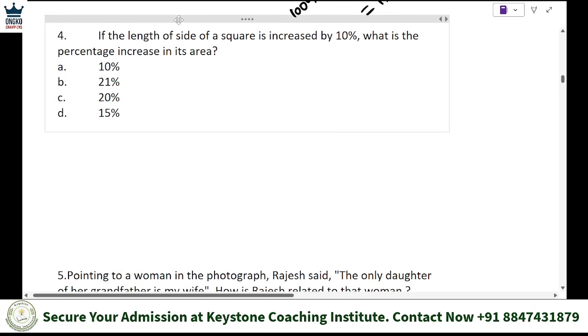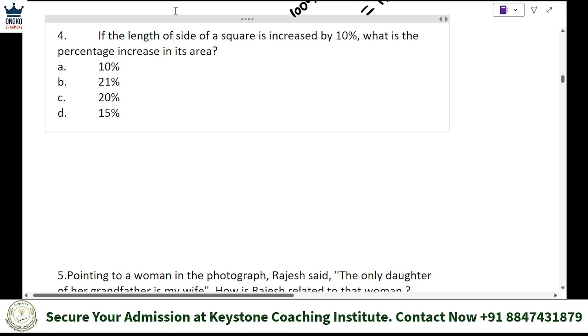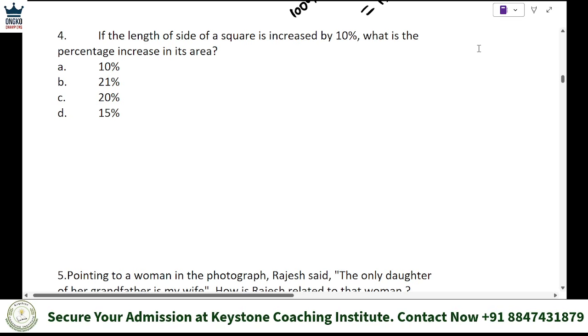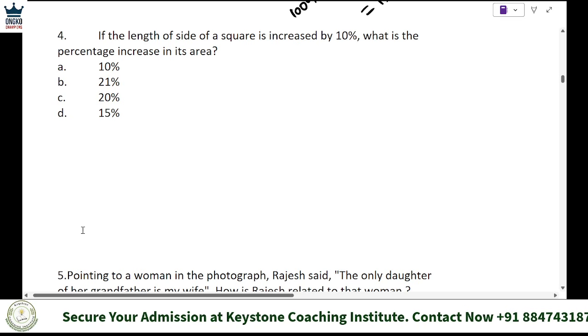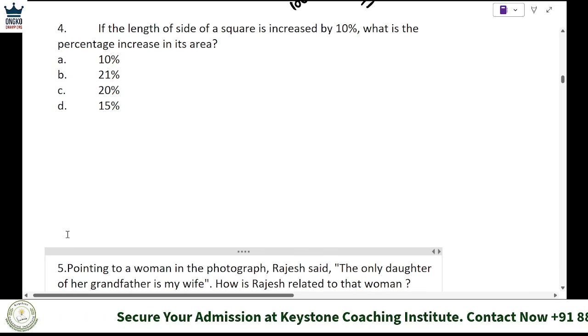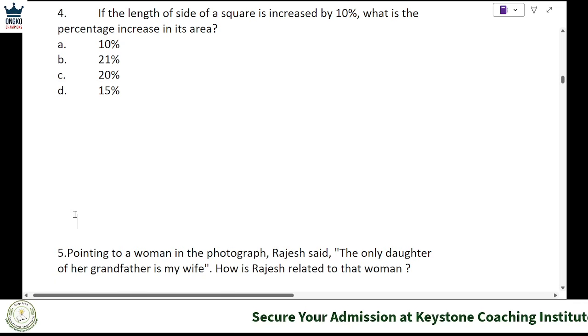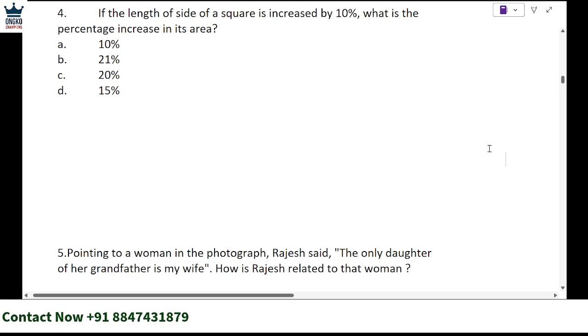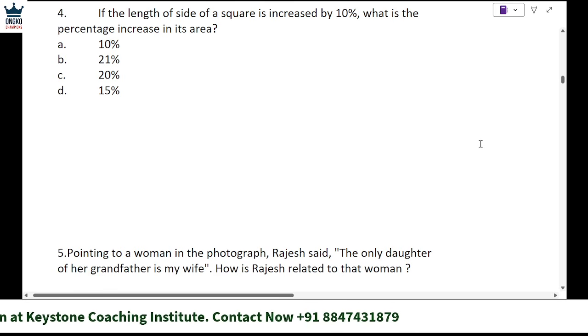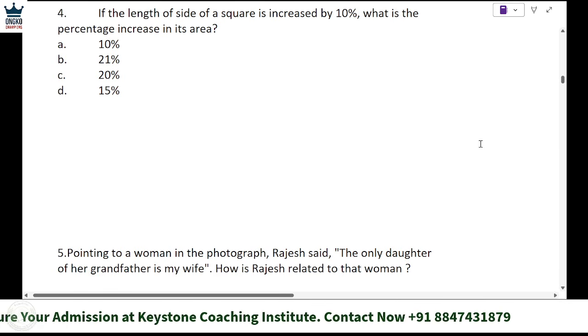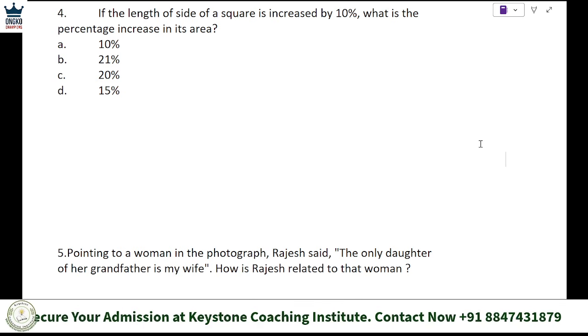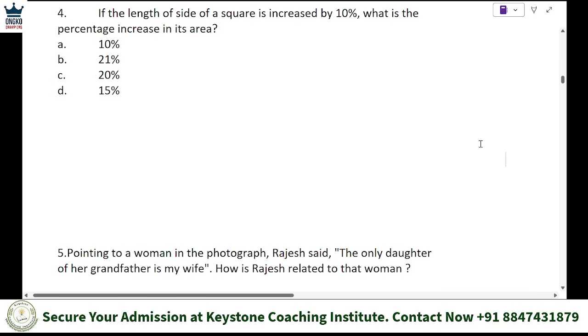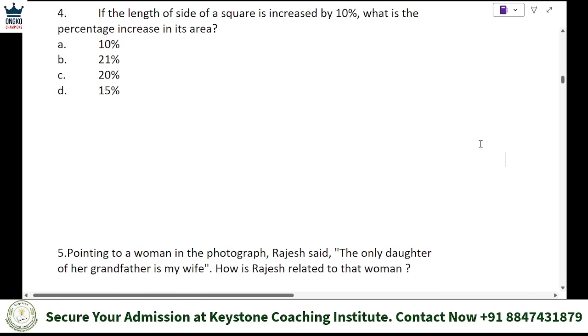Next one is from mensuration. We can say it's from mensuration also, but here both mensuration and percentage, right? Both mensuration and percentage. Okay, so now this question, it says if the length of a side of a square is increased by 10%, what is the percentage increase in its area?